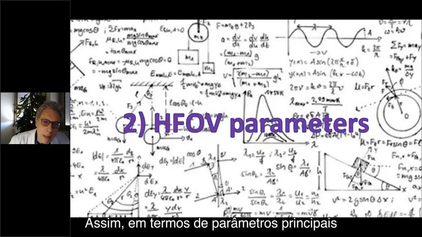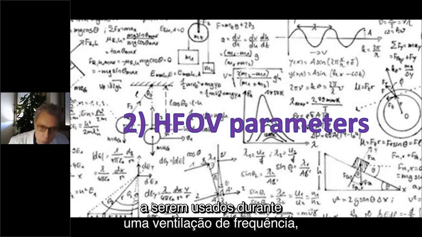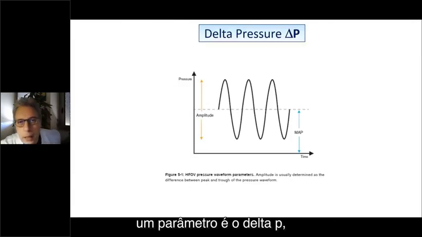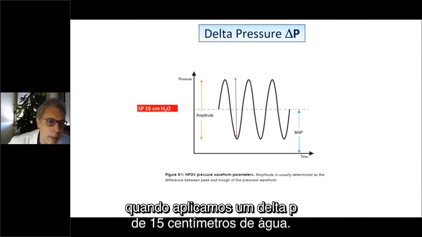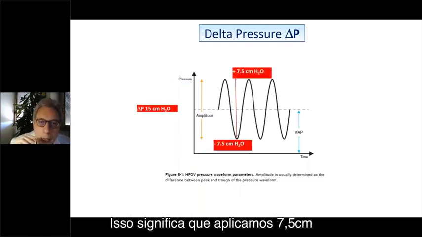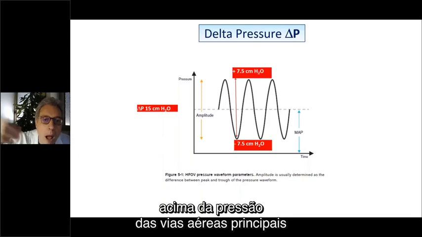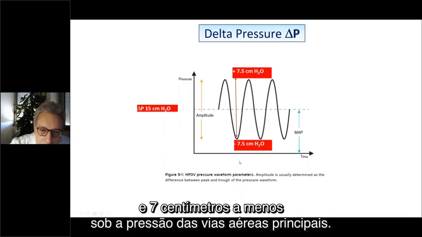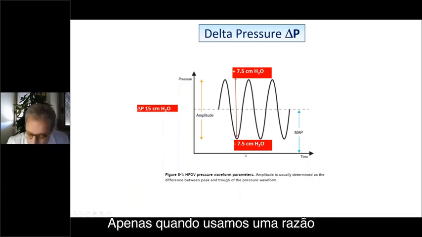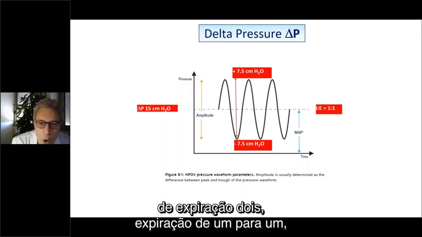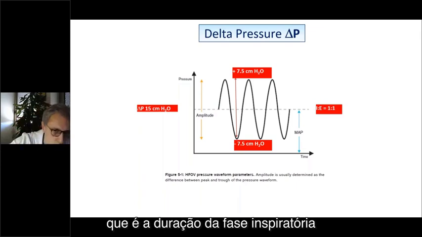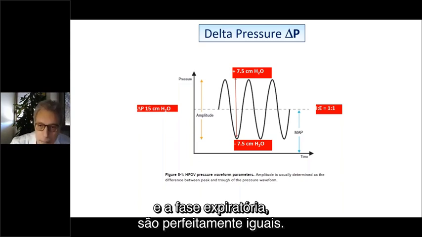So, in terms of main parameters to be used during high frequency ventilation, one parameter is the delta P. When we apply a delta P of 15 centimeters of water, it means that we apply 7.5 centimeters above the mean airway pressure and 7.5 centimeters under the mean airway pressure. Okay, but this is true only when we use an inspiration to expiration ratio of 1:1. That is, the duration of inspiratory phase and expiratory phase are perfectly the same.